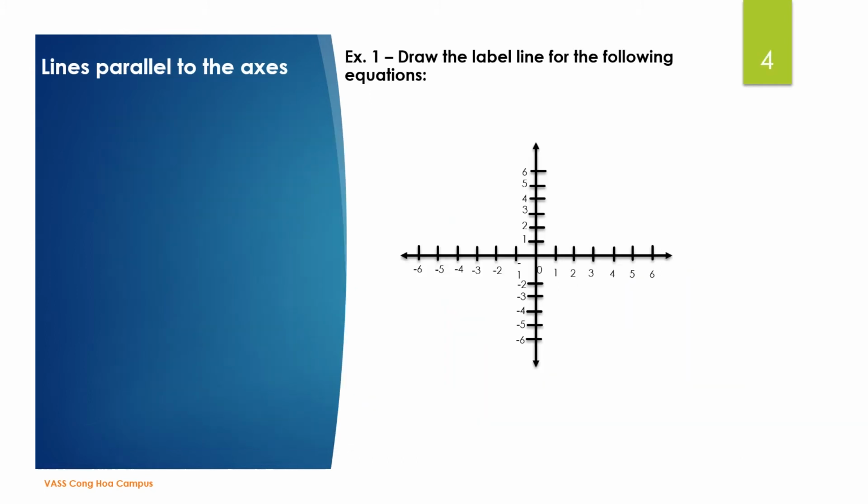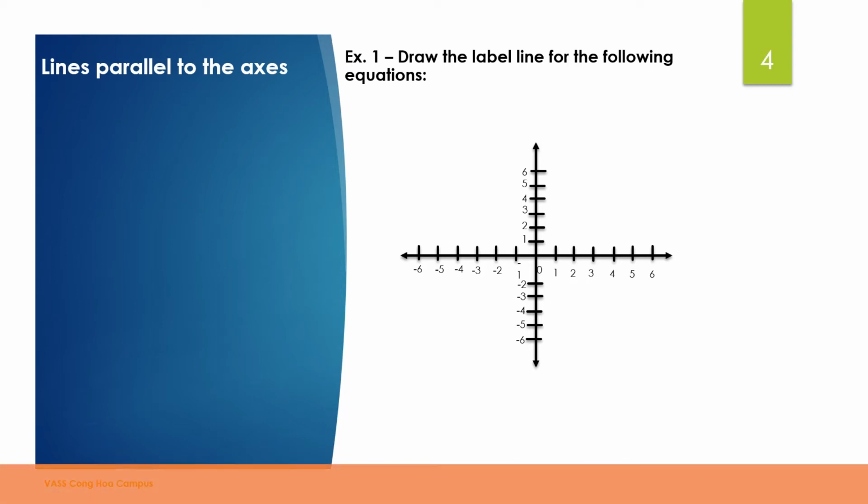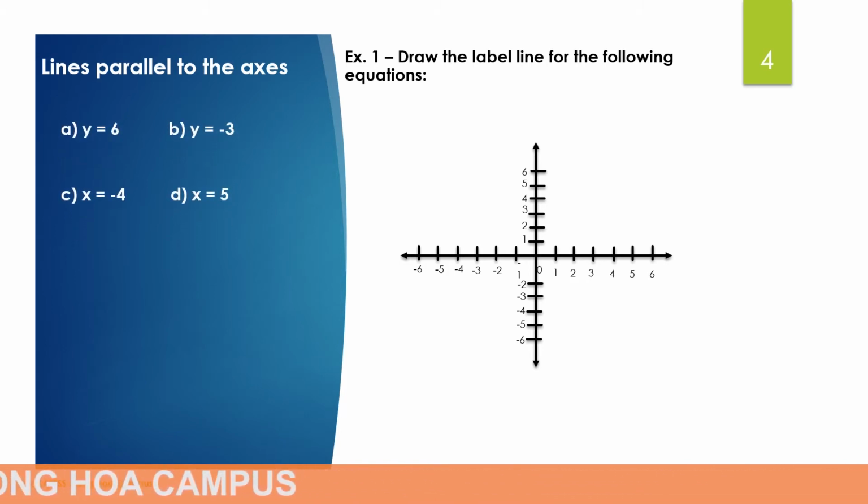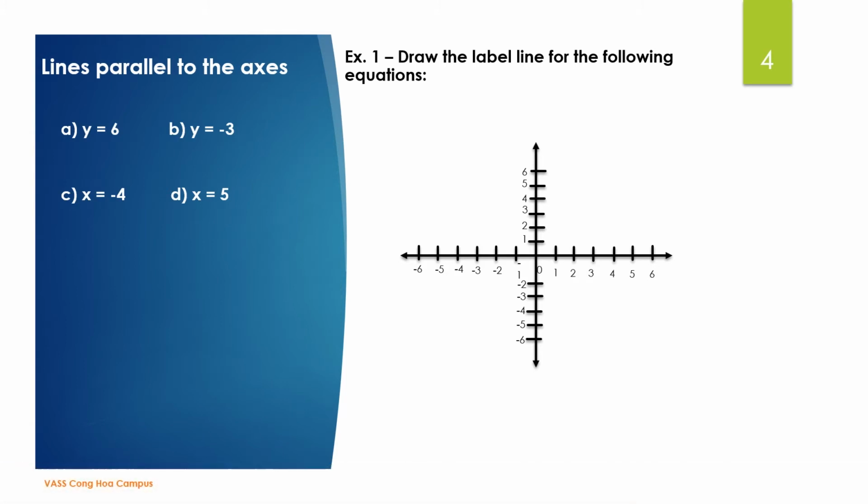Okay, now our next example. Draw the lines for the following equations. Let's see. We have four equations, a, b, c, and d. Now let's draw the first one. Y equals 6. So what do we do? We just draw a straight line where y equals 6, like this. Okay? B, y equals -3.